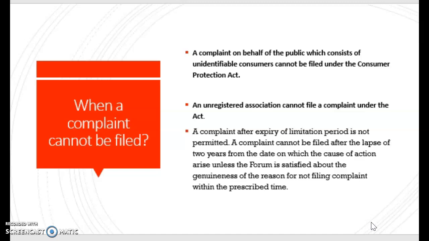Next class will take up the rights and duties of the consumers, and we'll be taking up the different forums that are there to take up the complaint of the consumer.